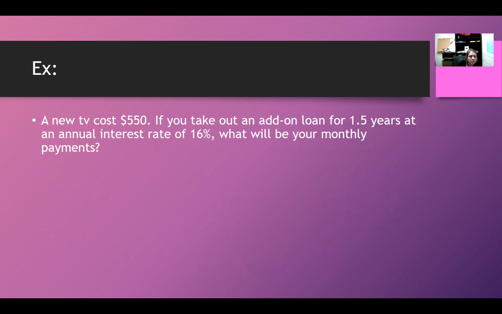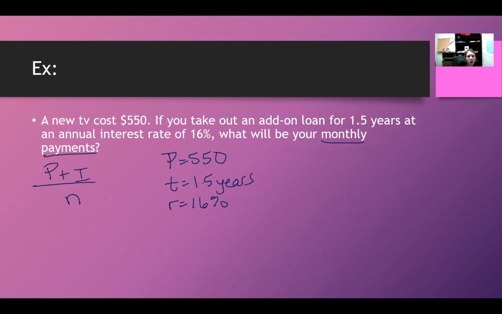All right, here's another one. We have a TV that costs $550. We want to take out an add-on loan here for 1.5 years, and we have a rate of 16%. We want to know what will be your monthly payment. That tells you right there that you need to use this formula. When you see that add-on loan, that tells you to use the add-on formula.